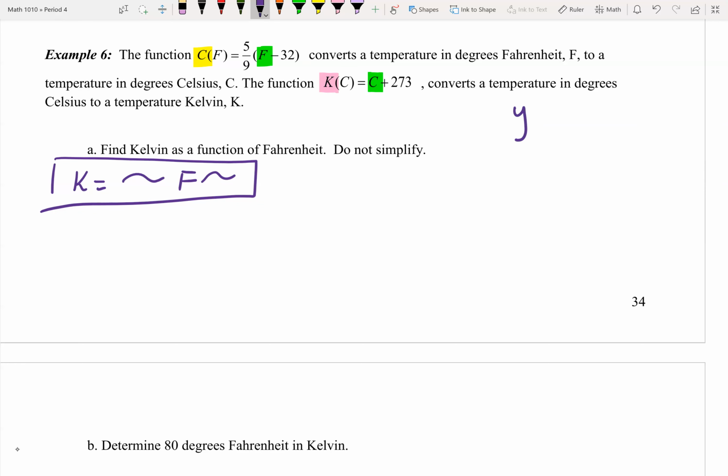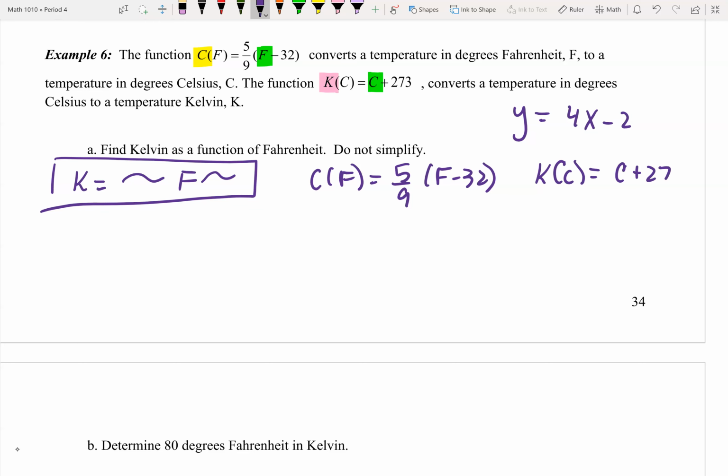Right here, guys, you don't have to do anything, but you know how you have like y equals 4x minus 2, I'm just making that up. That's y in terms of x. So they want kelvins in terms of Fahrenheit. Let me show you how to do it. Everybody write down C of F is equal to 5/9 times F minus 32. The next one is K of C equals C plus 273.